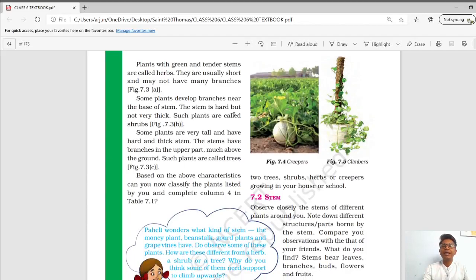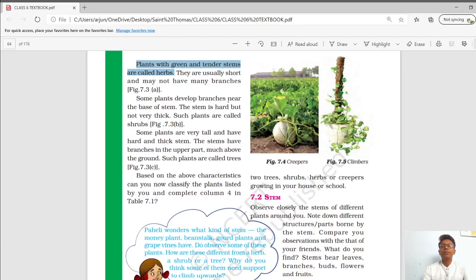Plants with green and tender stems are called herbs. So here is the definition. What is the criteria? First, the stem has to be green in color and the nature of the stem should be tender. It should be easily bendable. That type of plant is called an herb. They are usually short and may not have many branches.